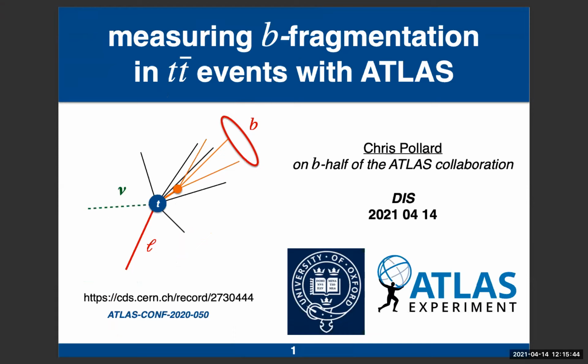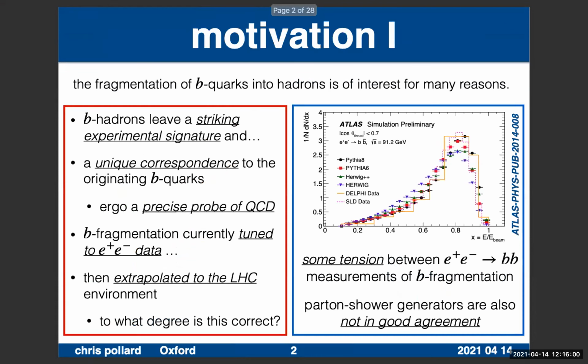I'm very happy to be presenting this because I was deeply involved in the analysis for the last couple of years, and it's really nice in ATLAS to get to present your own work sometimes. So I hope you have some good questions at the end. This is a measurement of b-fragmentation in TT bar events in ATLAS, and maybe some motivation before we get into the analysis itself.